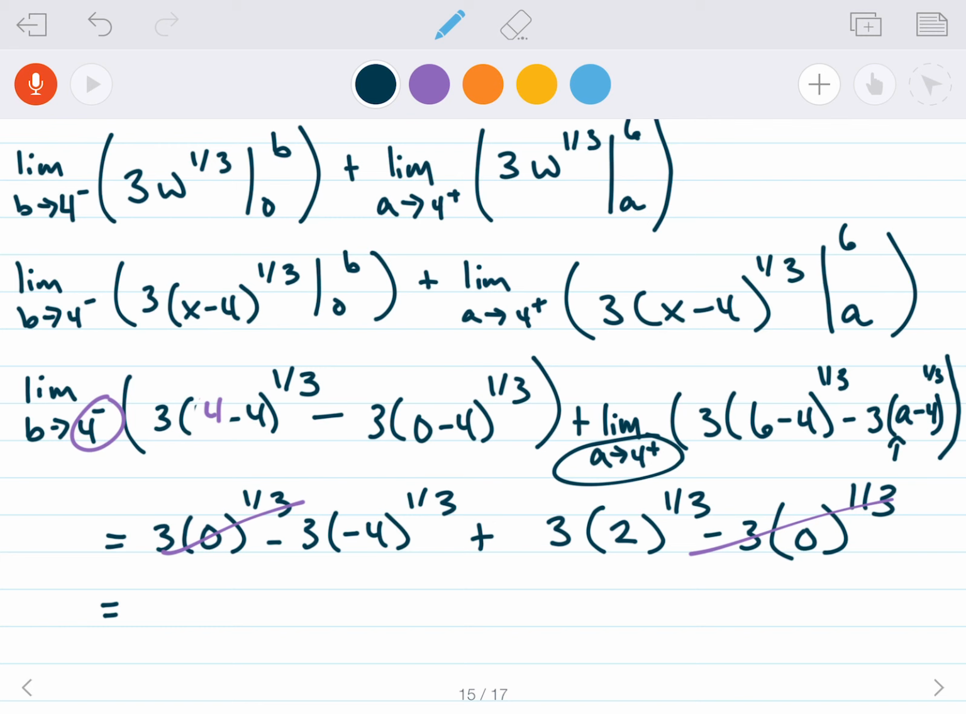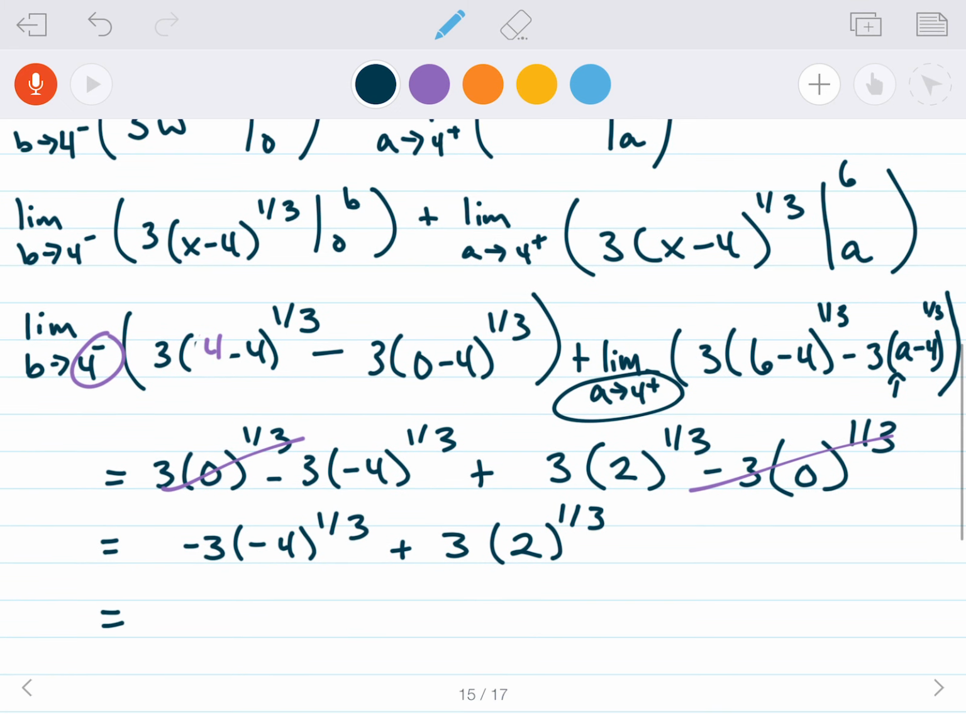So I'm just left with negative 3 times (negative 4) to the 1/3 plus 3 times 2 to the 1/3. And if I put this in the calculator and get a decimal for it, I'm going to end up getting 8.542 as my answer here.